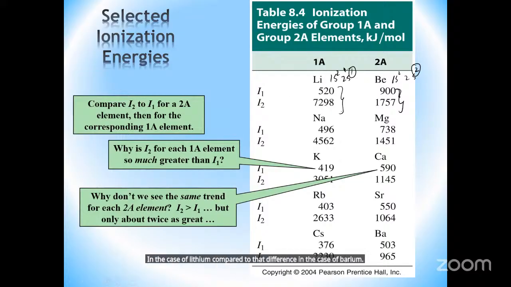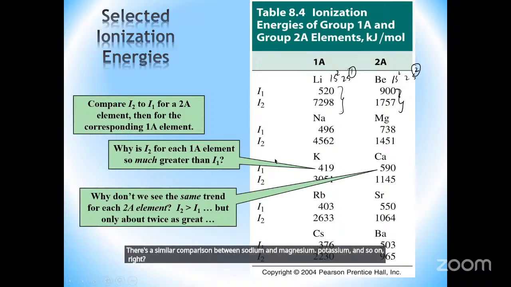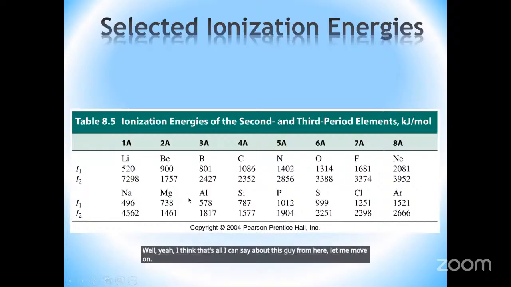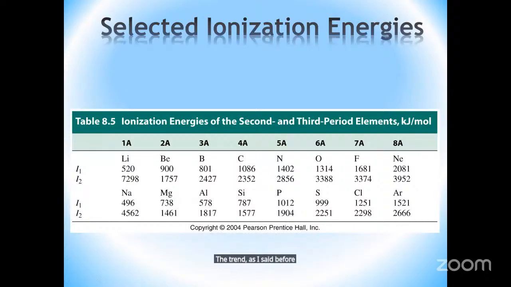And you can use the same argument to explain a similar comparison between sodium and magnesium, potassium and calcium, and so on, right? Okay, I think that's all I can say about this diagram here, so let me move on. Here is where we're going to see the trend, as I said before, going from left to right, of any period in terms of the ionization energy. And remember I said, going from left to right, there's a general increase in the first ionization energy with certain exceptions, all right? Now, where are those exceptions?